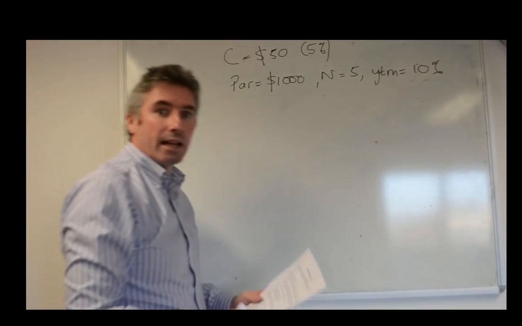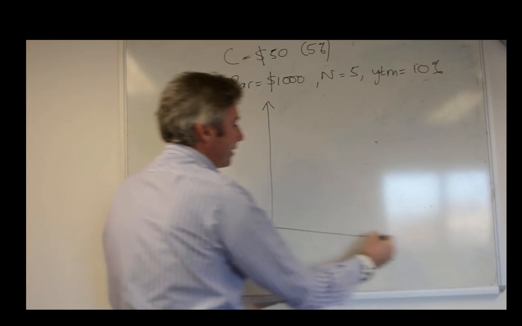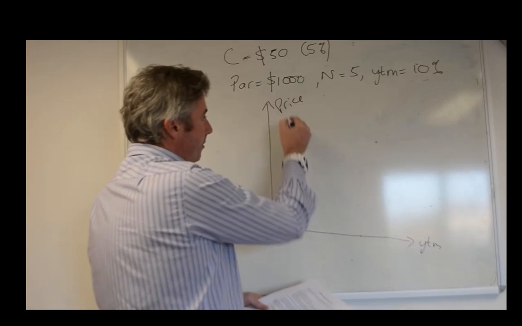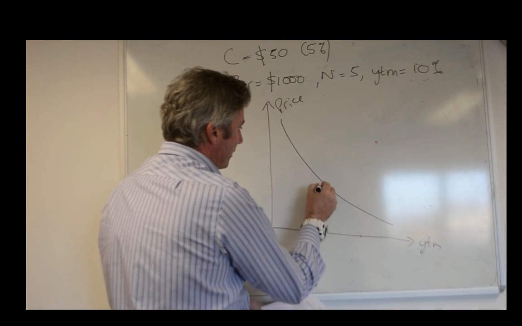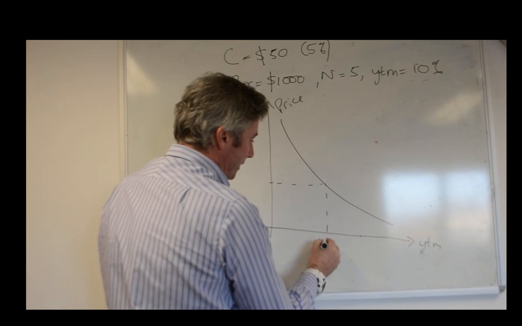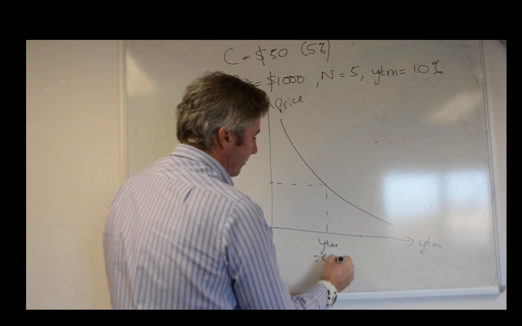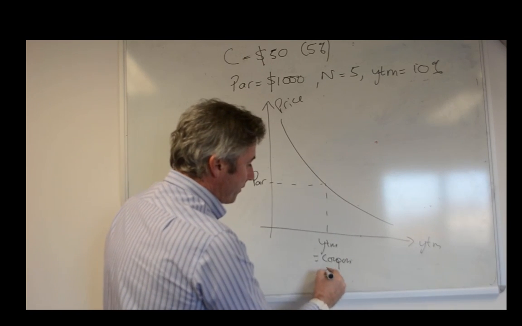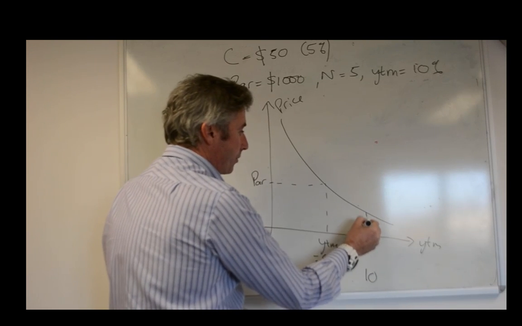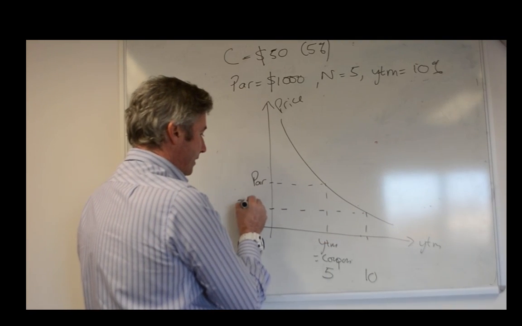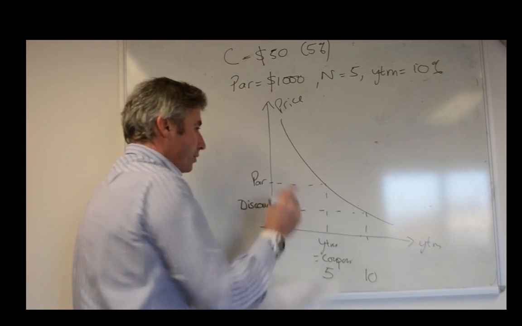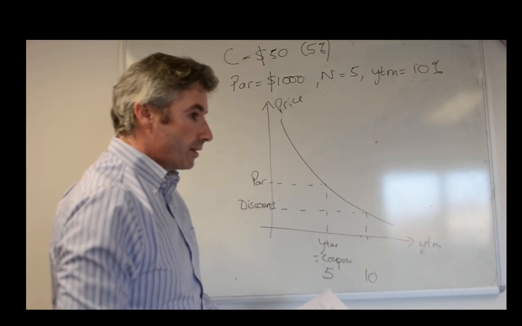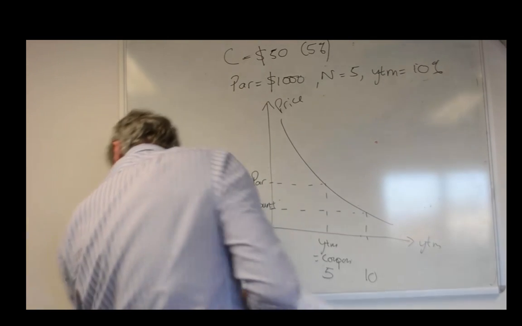So before we embark on any calculations, just remember from the lecture this relationship here. Then we draw price against yield, and we plot it like that. We know that when yield to maturity equals the coupon, the bond is priced at par. Here, of course, our coupon is 5, our yield is 10, so we know that the bond is going to be priced at a discount. So before we undertake any calculations, we know that the bond is going to be priced at a discount. So let's just undertake those calculations.